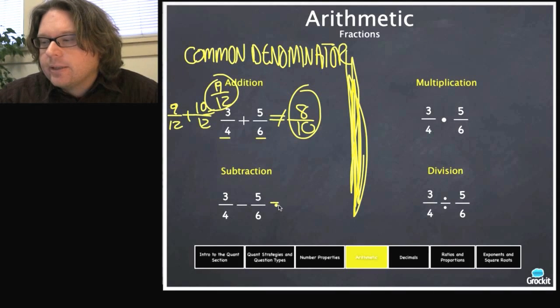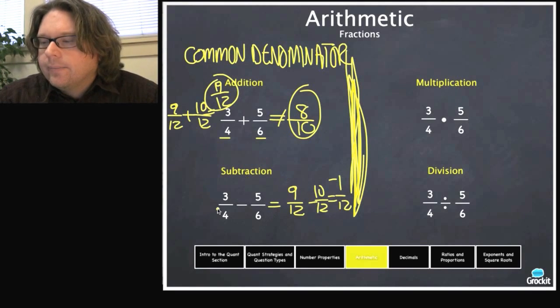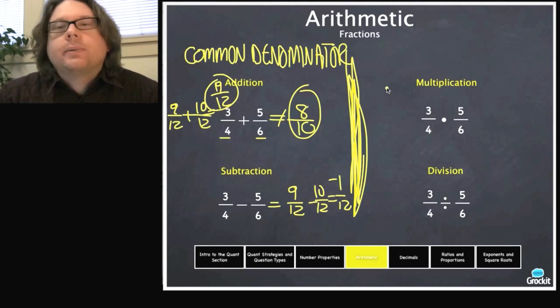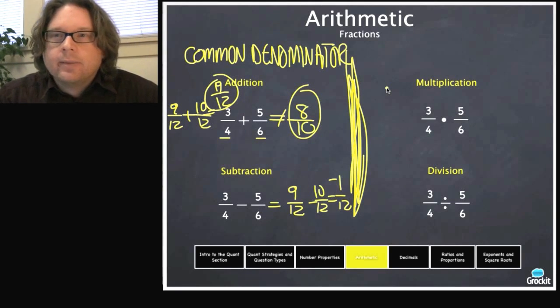Subtraction works the same way. So using those same numbers, this would be 9/12ths minus 10/12ths, which would equal -1/12. Again, you can't just go across. This is to be contrasted with multiplication and division, which do not require a common denominator.